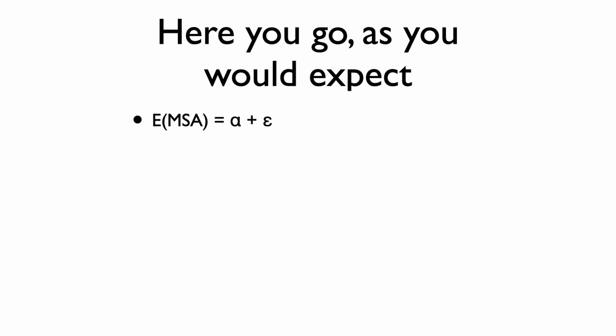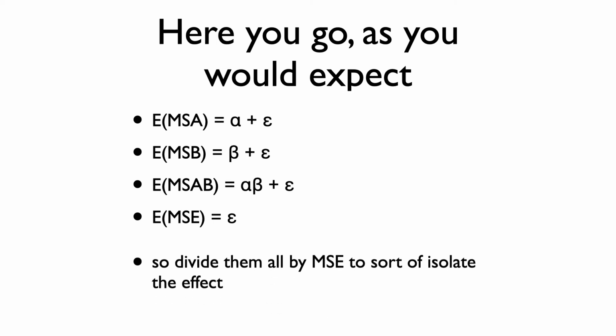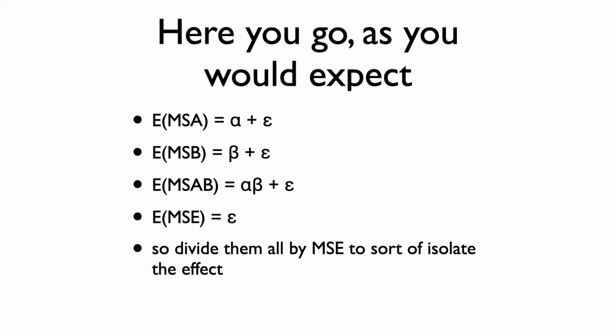So there's going to be 3 F-tests. We can actually do 3 F-tests in one analysis, because we find a main effect of A, a main effect of B, and the interaction. So we're simply going to divide mean squared A by mean squared error, mean squared B by mean squared error, mean squared AB by mean squared error.